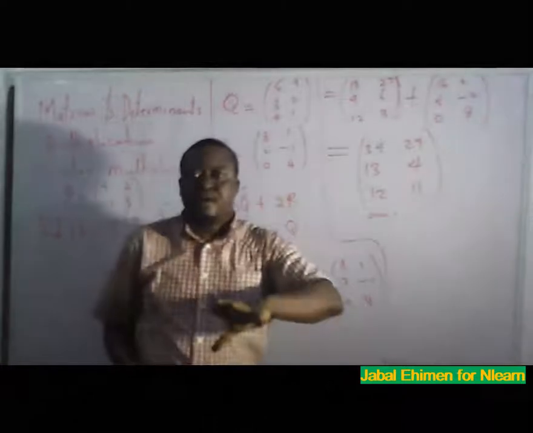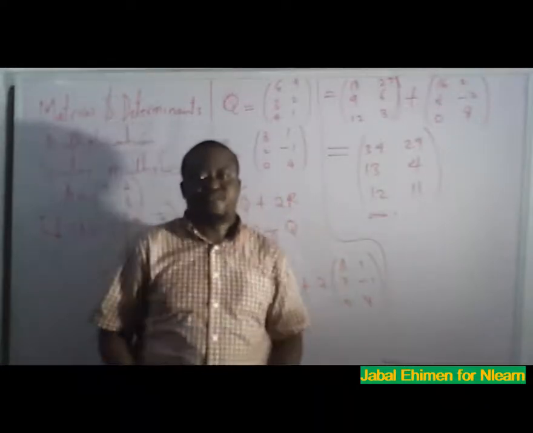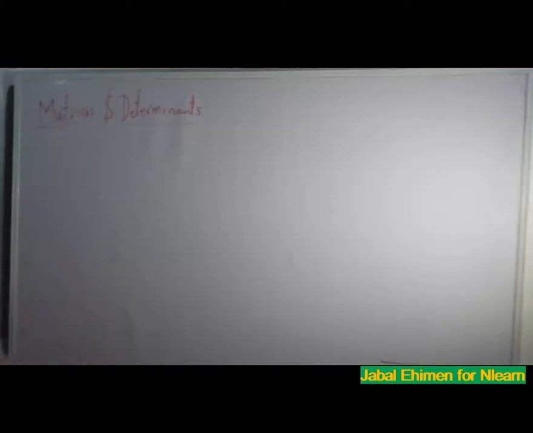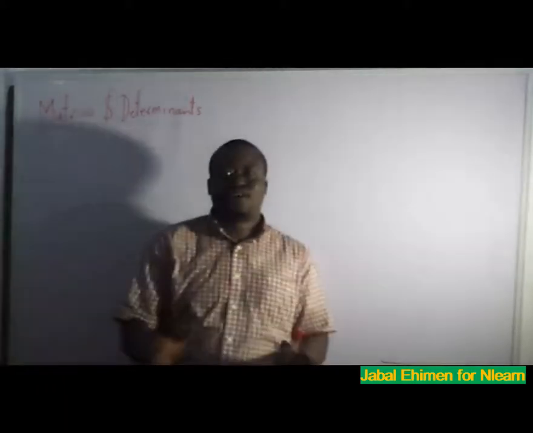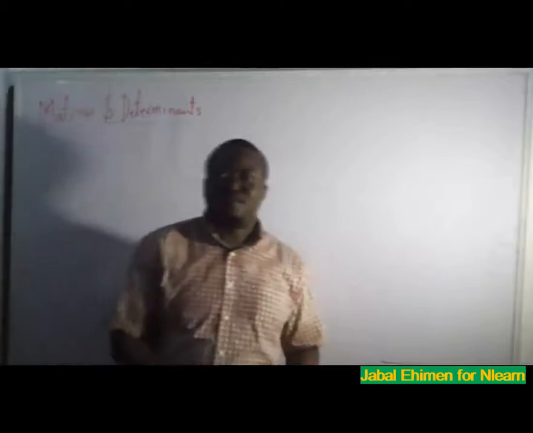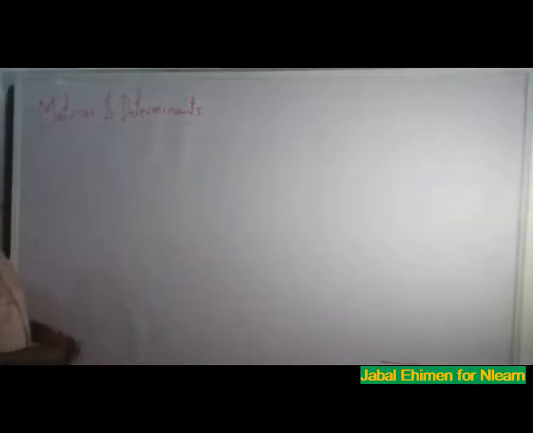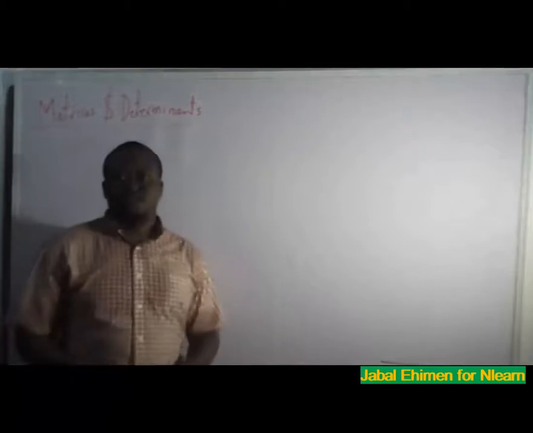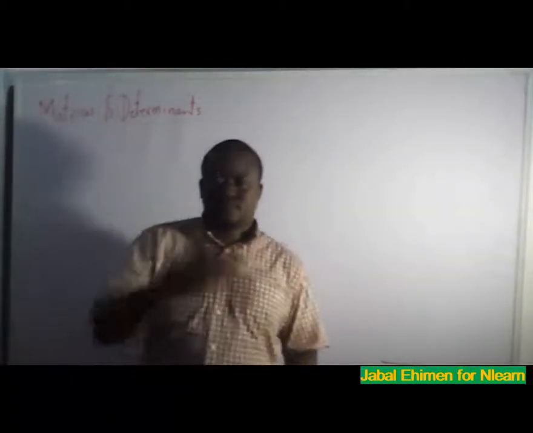Now we're going to talk about matrix multiplication, which is the next stage of multiplication. We've talked about scalar multiplication. Now we want to talk about matrix multiplication. For matrix multiplication, it's simple. All you just need to do is row times column of the other.